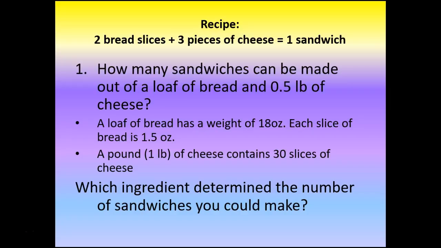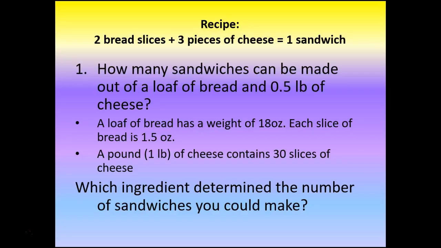So we've already talked before that 18 ounces is the loaf of bread mass or weight. There's 1.5 ounces per slice. So if you divide those two, that means that you've got 12 slices of bread to work with. The pound of cheese contains 30 slices, so if we only have a half pound, then we've got 15 slices of cheese to work with.